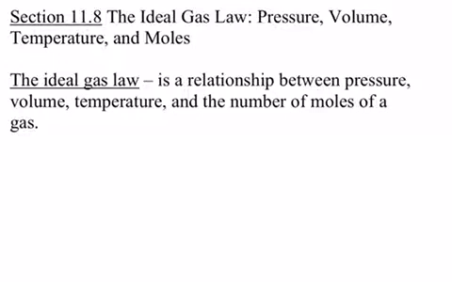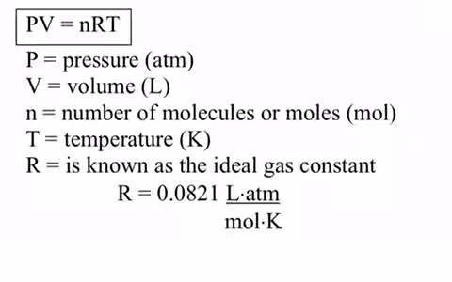So the ideal gas law is a relationship between pressure, volume, temperature, and the number of moles of a gas. If you look at the equation and break it down, it's PV equals nRT, where P is pressure, V is volume, n is the symbol for moles, T is temperature, and R is something new called the ideal gas law constant. The value, because it's a constant, is 0.0821 liter atmospheres over mole Kelvin. Now, there are other values for R. We're going to focus on this particular one.